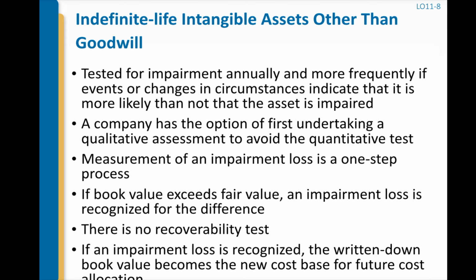Again, bottom bullet point, once you decide it's impaired, a new allocation is used based on whatever the written down impaired value of the asset is at that point, using useful remaining life of the asset and whatever the salvage value might be at that point.